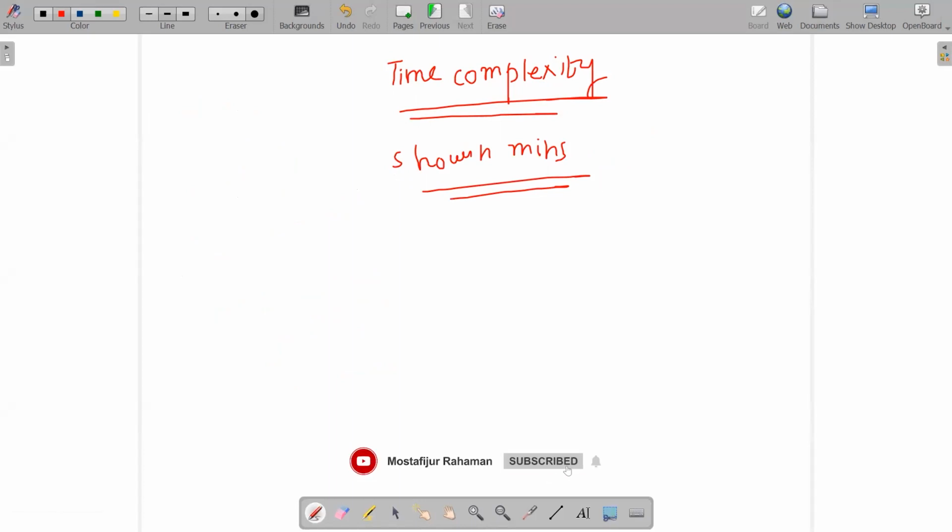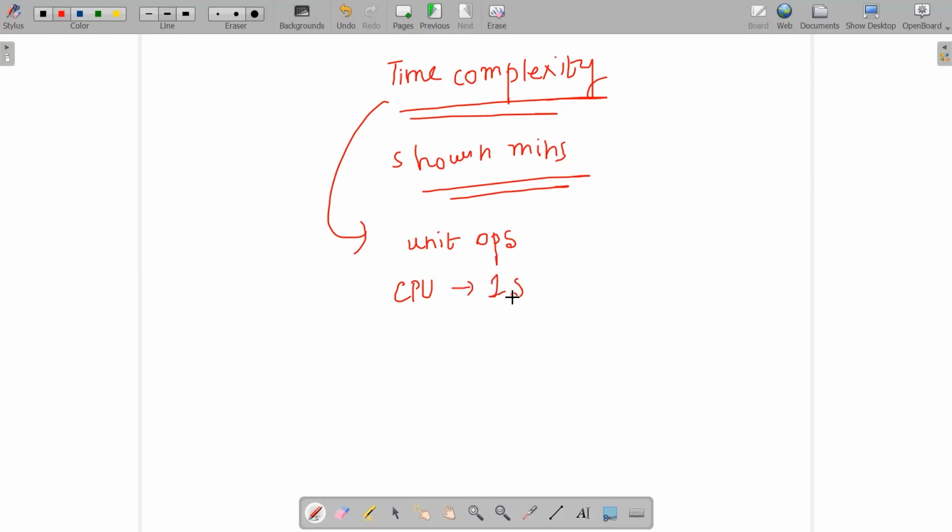Okay. So it's measured in terms of unit operations. Can anyone tell how many operations normal CPUs of our computers can execute in 1 second? How many operations? So the allowed limit is 10 to the power 8.